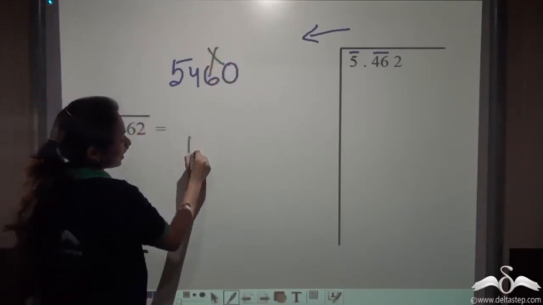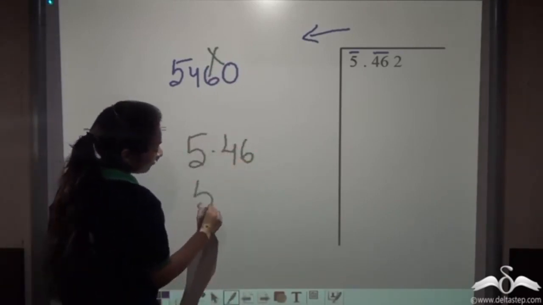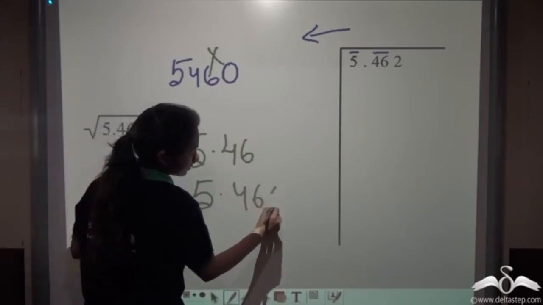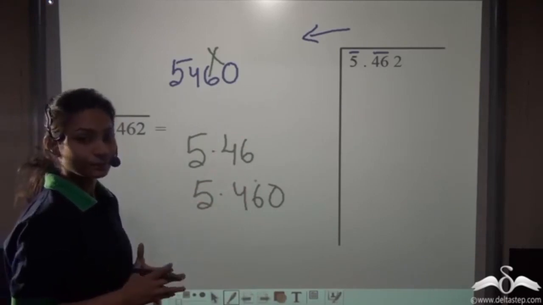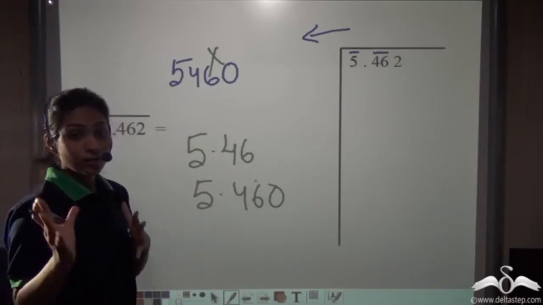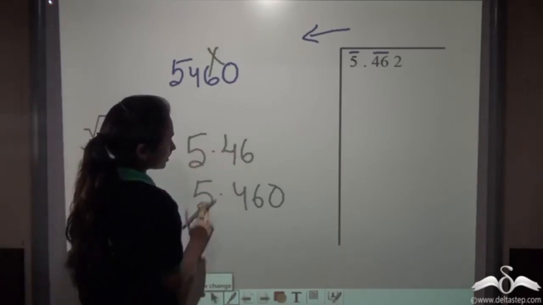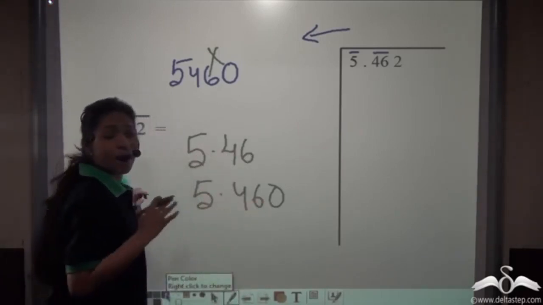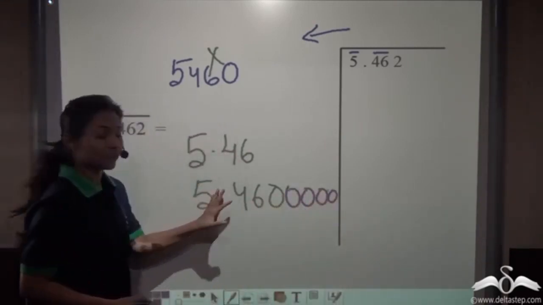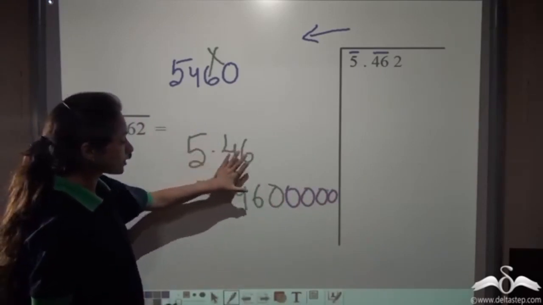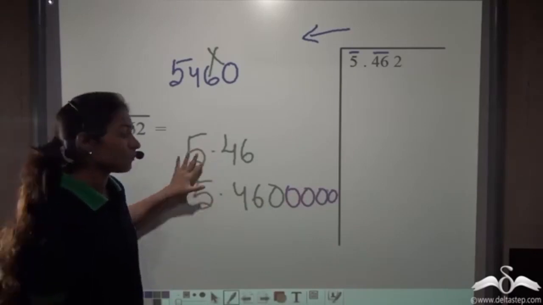But what if I say 5.46? This number and 5.460. Now, is there any difference between these two? Tell me. Well, if you know the concept of decimals very well, you can tell that 5.46 and 5.460 are exactly the same. You can add any amount of zeros after this, but even then the value of 5.46 and 5.460000 will not differ. It will remain the same.